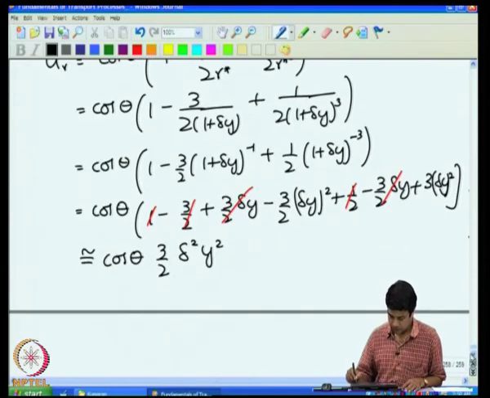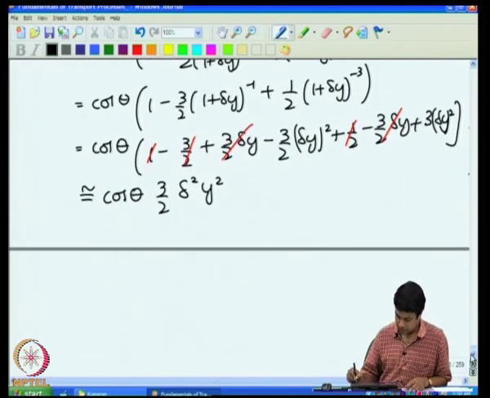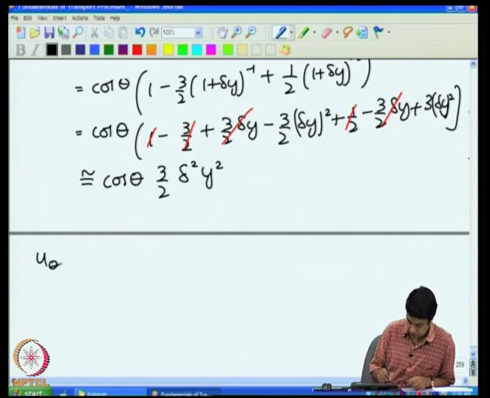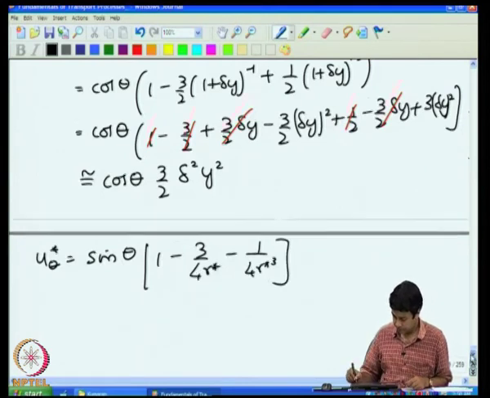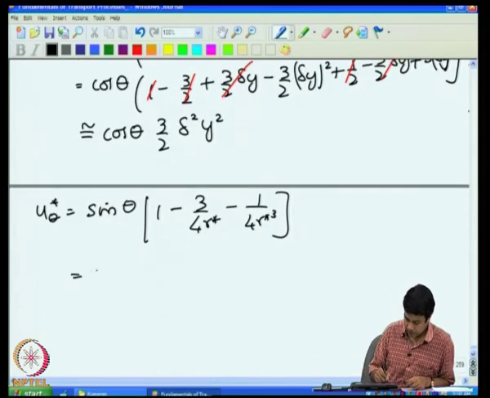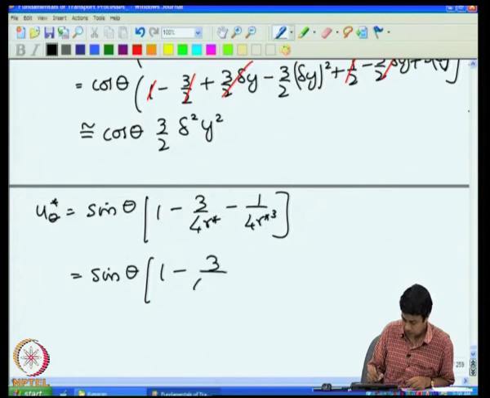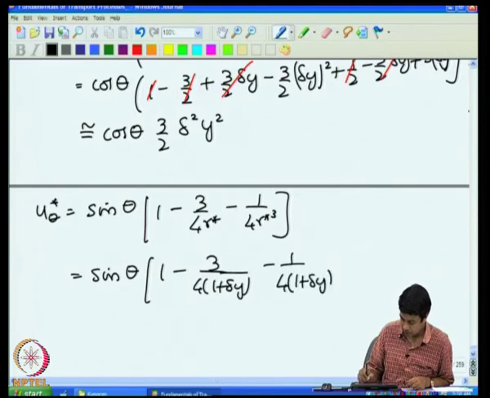What happens to the other velocity u theta? U theta is equal to sin theta into 1 minus 3 by 4 r minus 1 by 4 r cubed. This can once again be expanded out: sin theta into 1 minus 3 by 4 into 1 plus delta y minus 1 by 4 into 1 plus delta y the whole cubed.